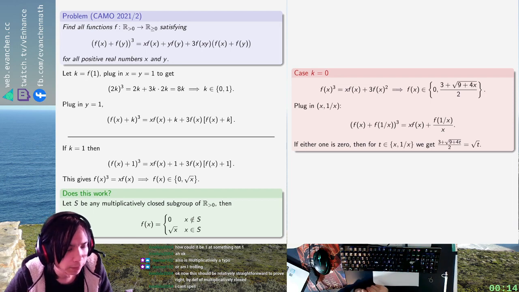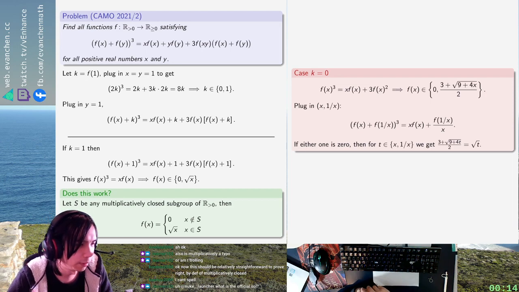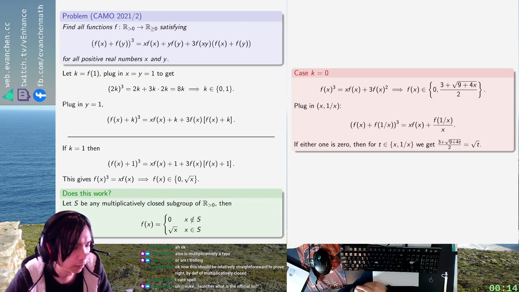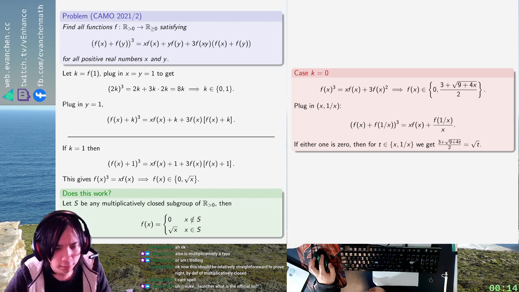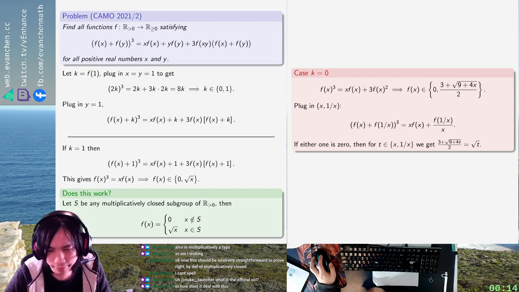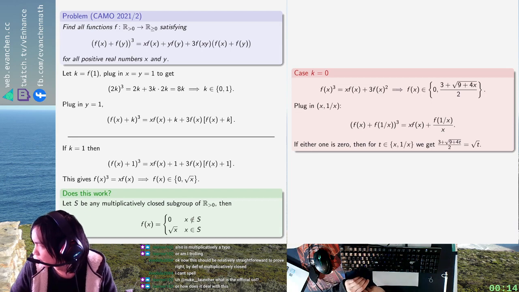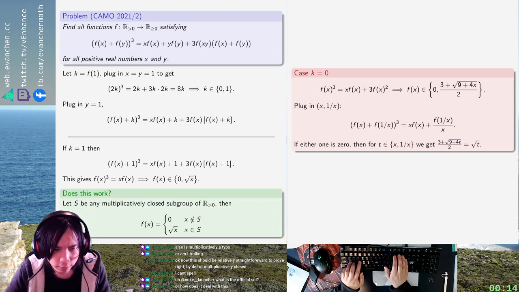And probably that doesn't have any special solutions, because I think the square root thing is just whatever. So if either one is 0, then this thing happens, and now I just need to, right, this doesn't work, right?